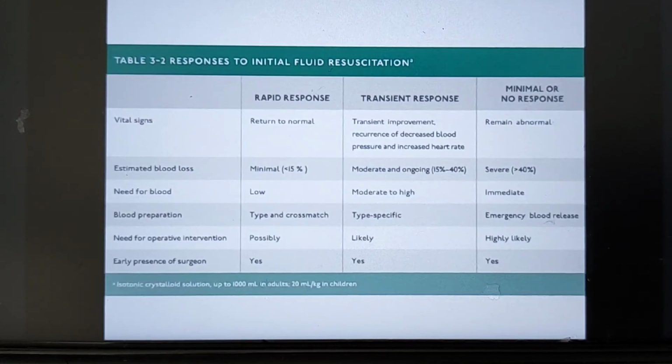However, in transient response, the vital signs show transient improvement with recurrence of decreased blood pressure and also increased heart rate. And the need for blood is moderate to high. However, when a patient has minimal or no response, the vital signs remain abnormal, and the estimated blood loss is severe. Thus, the need for blood is immediate and the need for operative intervention is highly likely.